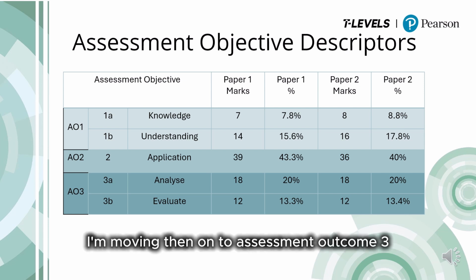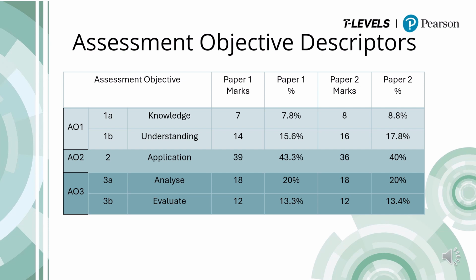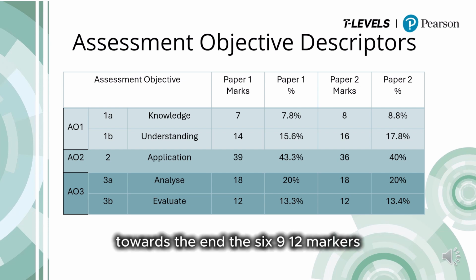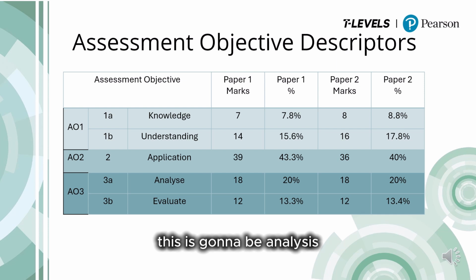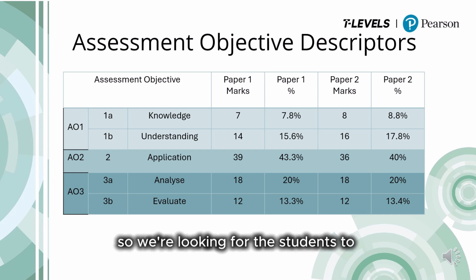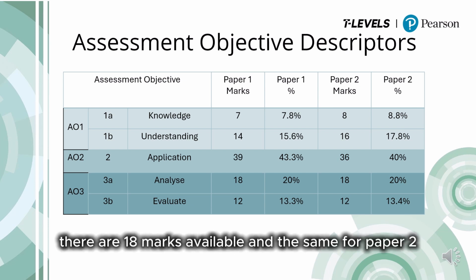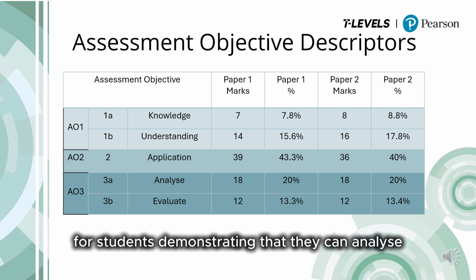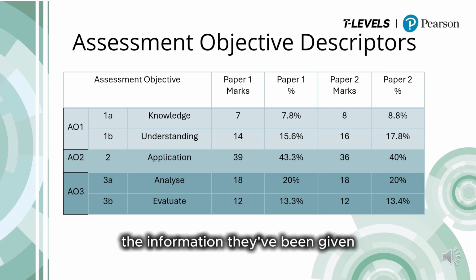Moving then on to assessment outcome 3. These are those higher level thinking skills. These are likely to be in the longer extended open response questions towards the end, the 6, 9, 12 markers. Assessment objective 3A is going to be analysis. We're looking for the students to consider the pros and cons or give factors, issues or impacts. On paper 1, there are 18 marks available and the same for paper 2. So 20% of the paper marks will be for students demonstrating that they can analyse the information they've been given.